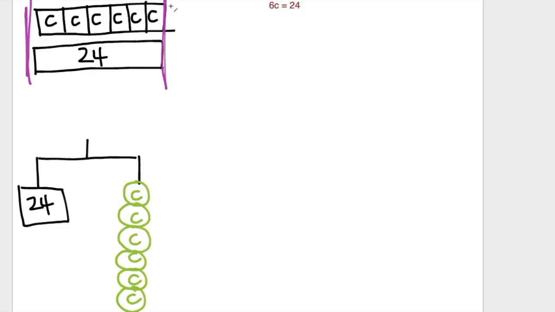To solve this problem, remember the goal is to figure out what c is equal to, one of the c's, right? So in order to figure out what one of the c's is equal to, you would simply divide the 24 piece. Sorry, it's a little crooked, but you would take the 24 piece and divide it into the 6 different c proportions. 1, 2, 3, 4, 5, 6.